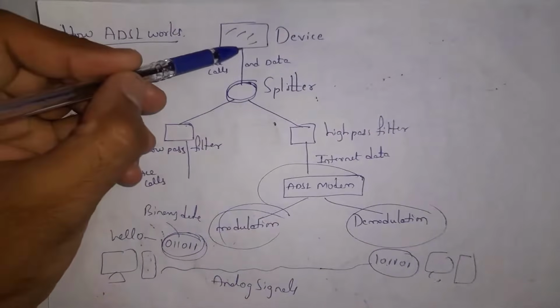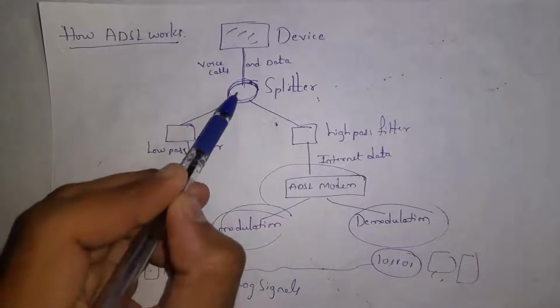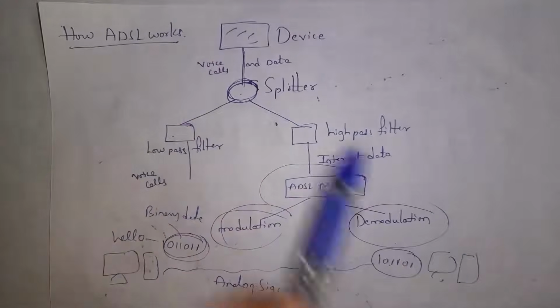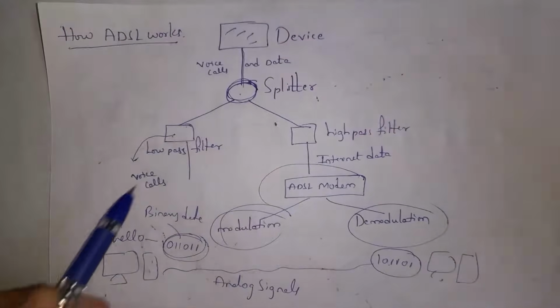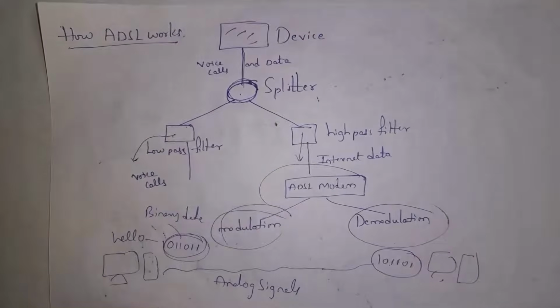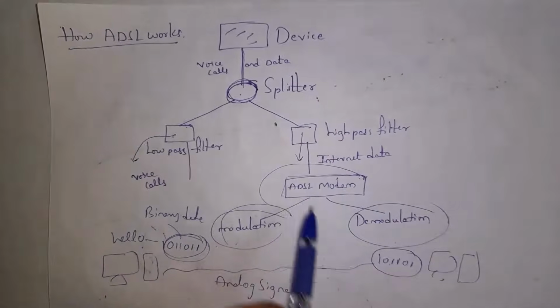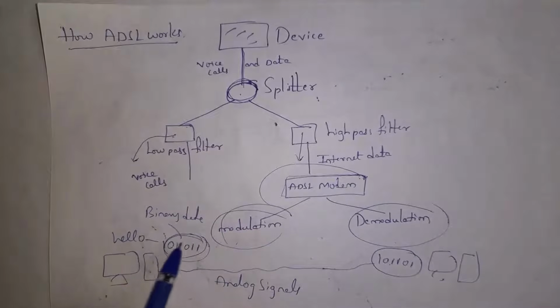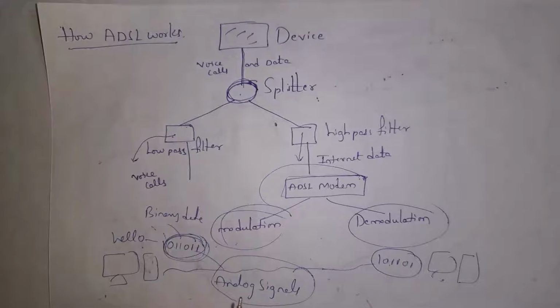So whenever voice calls and data both travel in a single cable, the splitter device will take voice calls and data, and in the splitter device there is a low pass filter and a high pass filter. The low pass filter will take only voice calls and it will block internet data, whereas the high pass filter will take only internet data and it will block voice calls. That is why Airtel, Jio, BSNL all are providing internet and voice calls without any interruption. And further, internet data is transferred to the ADSL modem, which will perform modulation and demodulation. Converting binary data to analog signals, that is continuous waves, is known as modulation. Converting analog signals back to binary data is known as demodulation. This is how ADSL works.